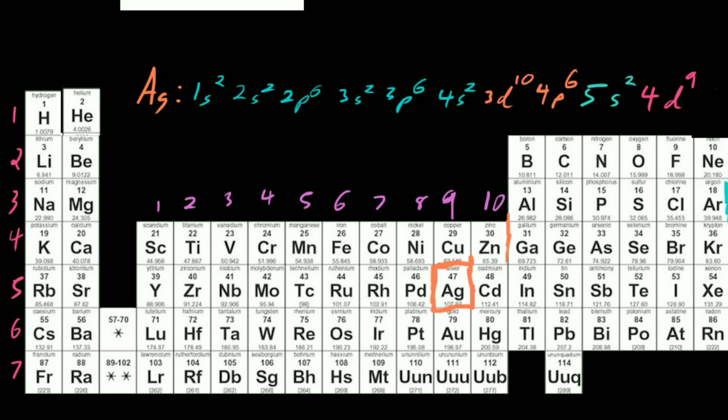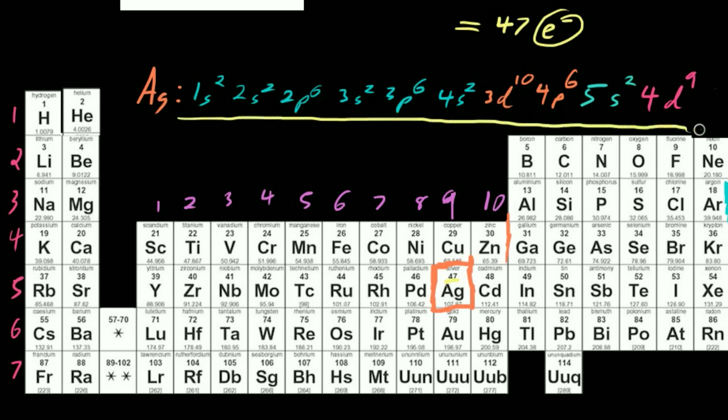Just to check it, let's go through and add up all of our electrons. So we've got 2 plus 2 plus 6 is 10, plus 2 plus 2 plus 6 is 20, plus 10 gives us 30. Then we have 36, 38. So now we have 38 plus 9 should give us 47 electrons. And that's what we want. We want 47 electrons because we're looking at the neutral atom of silver. So this is our electron configuration of silver.